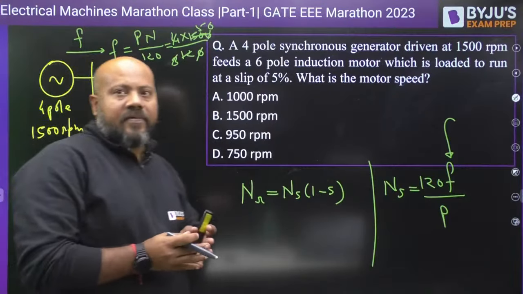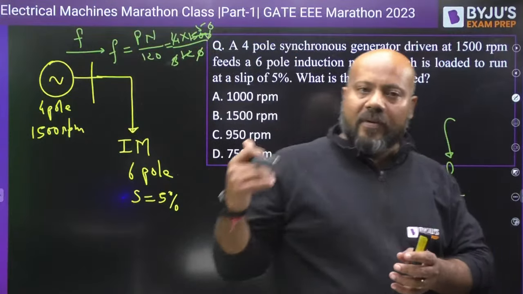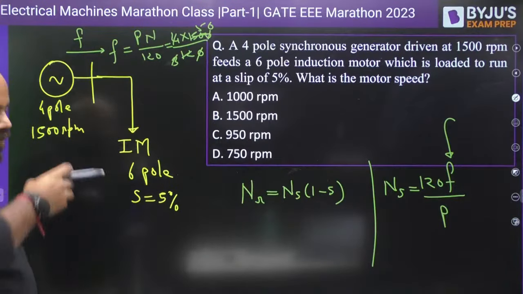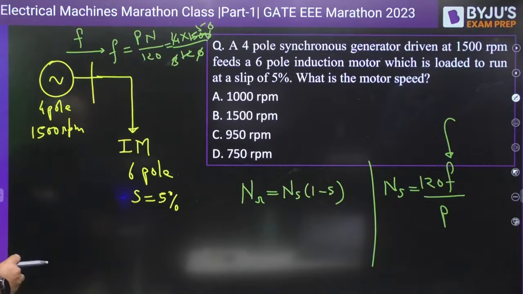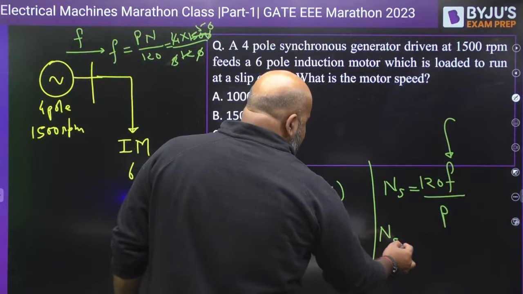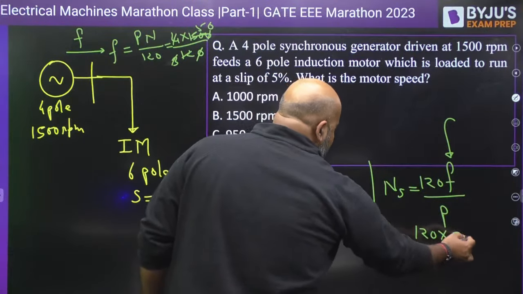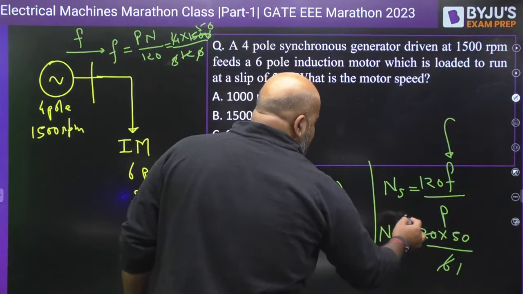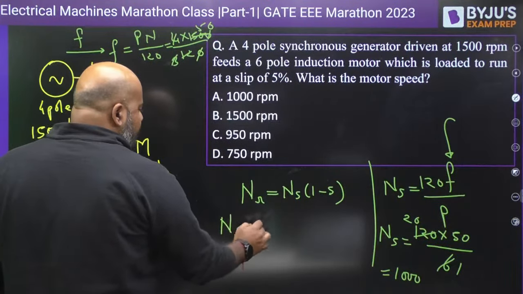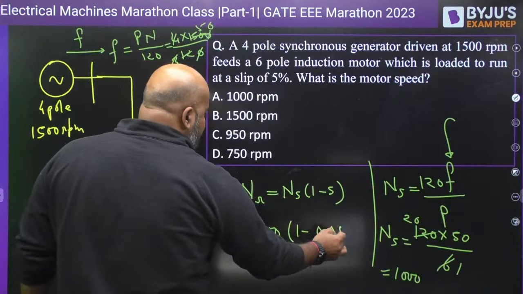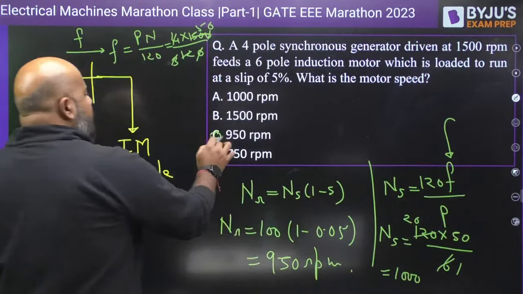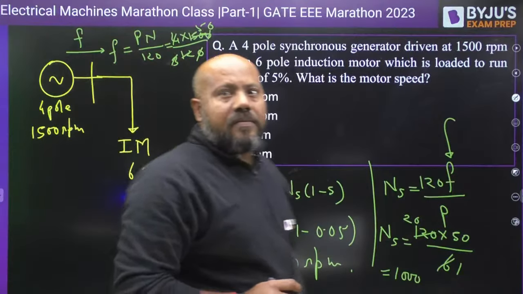So by default you are getting 50 hertz, but you cannot say that it will always be 50 hertz. So you have to get the calculation right. In examination, don't assume anything. So it is 50 hertz. So NS is 120 into 50 divided by the number of poles, 6. 6 twos are 12, 20, 5 twos are 10, 1000. 1000 RPM. Then it is times 1 minus 0.05. So finally you will get 950 RPM. So C is the correct option.